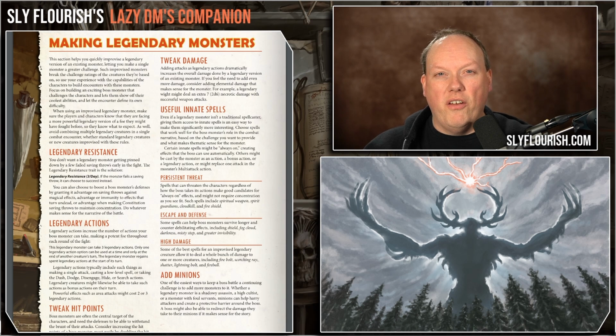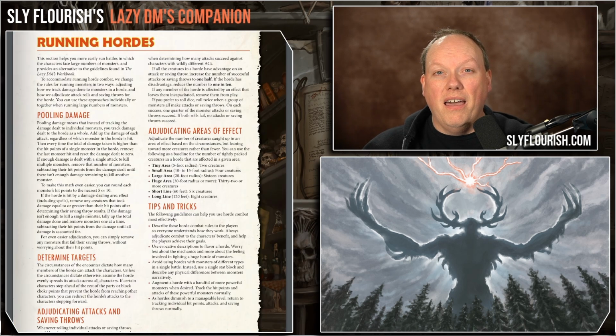Sometimes we want to make quick legendary monsters for our game. This guideline offers tips for how to make a legendary monster out of any normal monster easily and quickly. Not every battle in D&D is 7 or 8 monsters versus the party. Sometimes the party will face 30 or 40 or 50 or even 100 monsters at once, but trying to adjudicate combat that way can be really difficult. Running Hordes is a 1-page guide to make it far easier to run as many monsters as you want against a small group of characters.